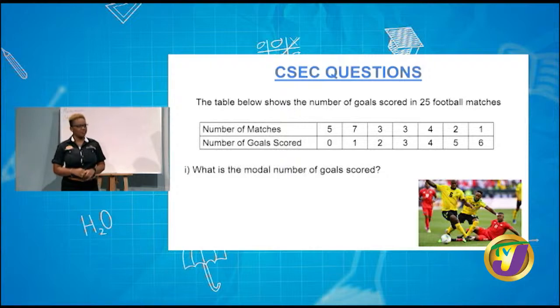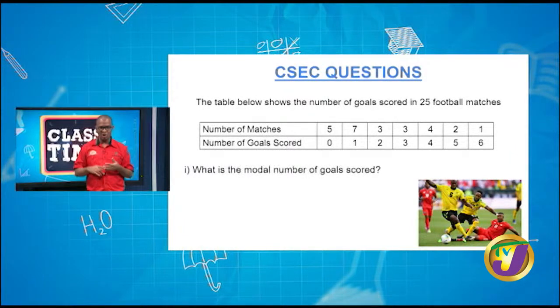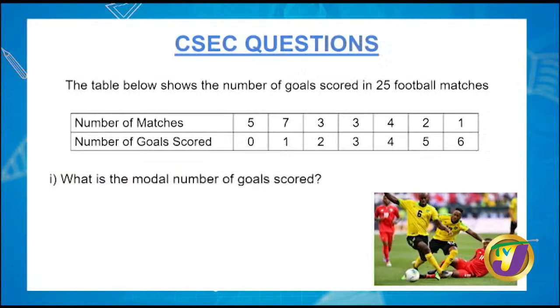All right. So, the data is not how we would normally see it, right? Because they're asking us for the number of goals scored, and the frequency in this case would be the number of matches. So I want everybody to pick up where the frequency would be. You don't always see the word frequency on a table. So when you get the table, you have to determine which of the values represent the frequency and which represents the data.